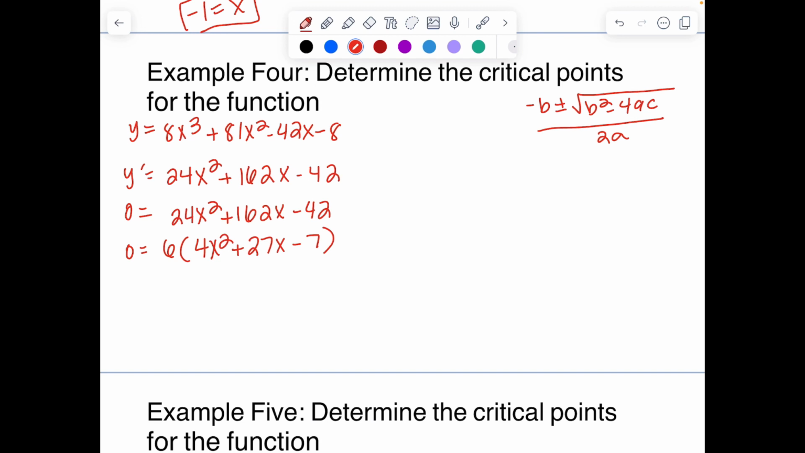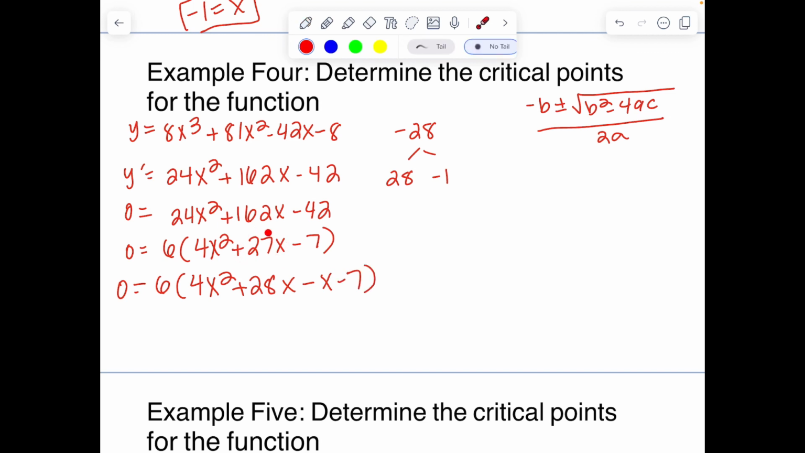To factor by grouping, you do a times c, and that will be negative 28. Then you think about what multiplies to negative 28 and adds to 27. In this case, that's a positive 28 and a negative 1, and that will add to 27. So then I'll write 0 equals 6 times 4x squared plus 28x minus x minus 7. In this factoring technique, I'm just replacing 27x with this, because 28x minus x is equivalent to 27x, so I can just substitute that in.